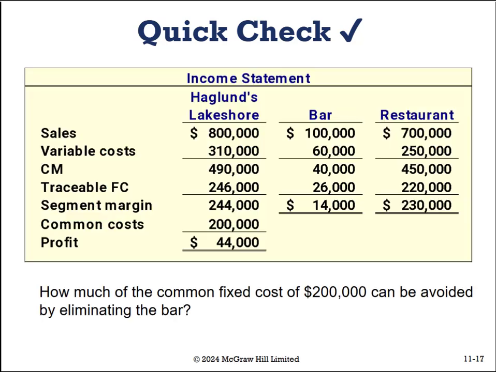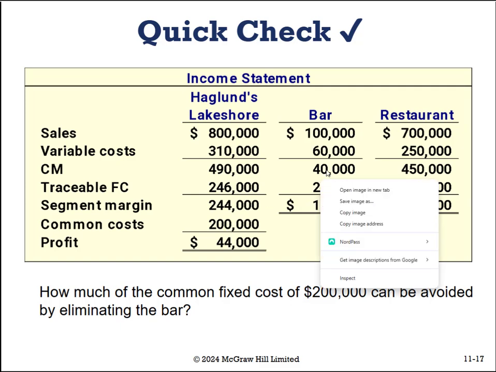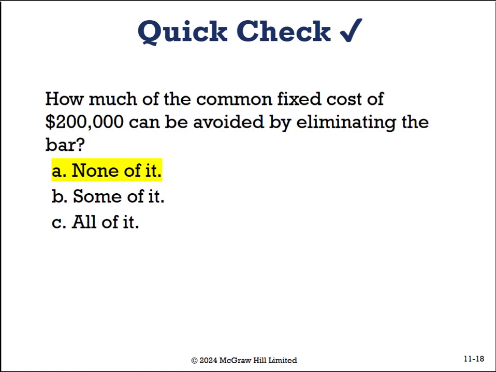So if we go back a slide, these are the common costs. We have no idea. These haven't been traceable to the bar or the restaurant. So maybe none, likely none. Because if we knew there could be some, they would be in the bar part, right? So it's going to be none. All right.